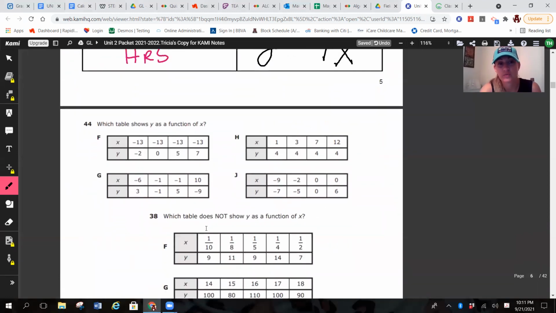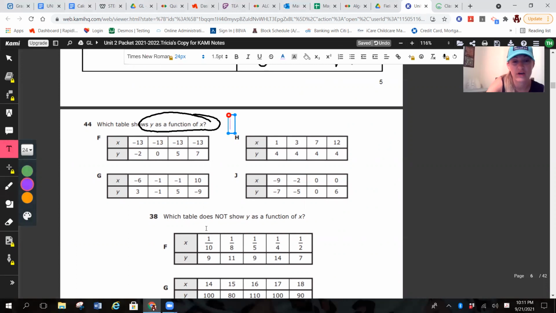Okay, let's read 3 problems from past STAAR tests and how they showcase functions. So this question says, which table shows Y as a function of X? So I'm going to circle Y as a function of X. So only one table is a function here. Which one?